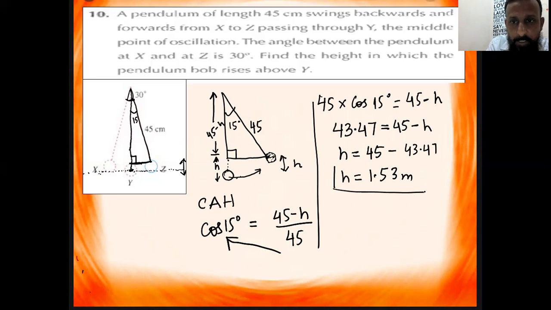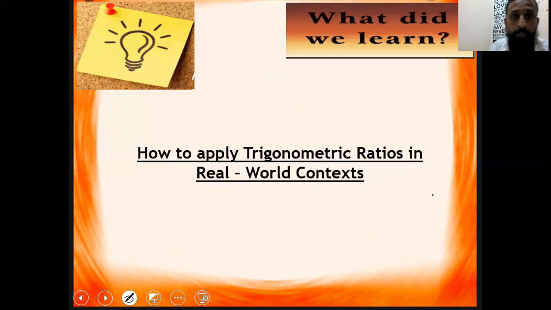So this much is the height or the length the pendulum bob rises above y. This is the respective height. Hope the concept is clear. For a better understanding, you are advised to make your own figure and do the question once again. So, boys and girls, what we have learned today, we have learned how to apply trigonometrical ratios in real world context.